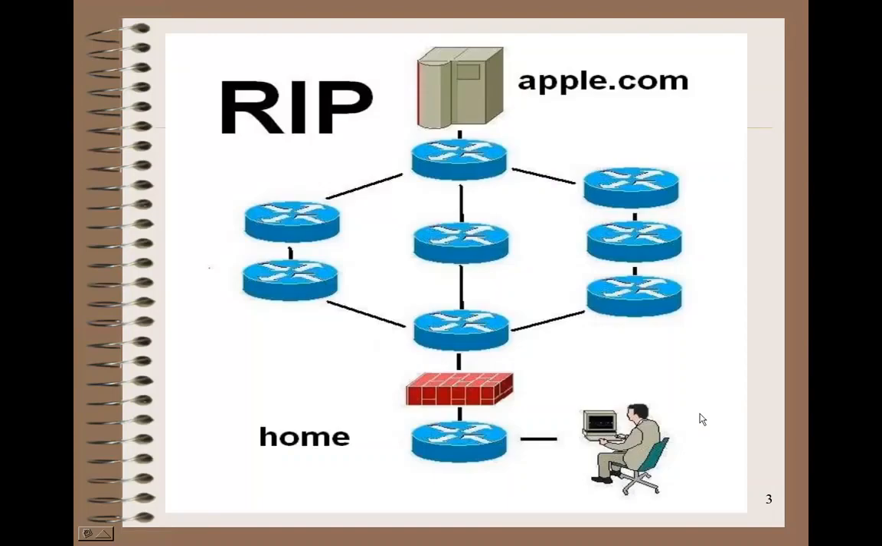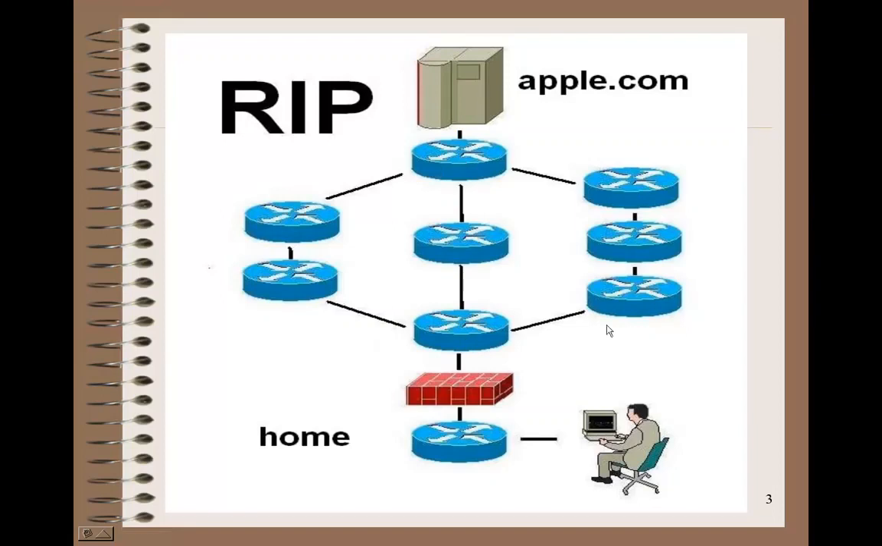Here's a little diagram of a home user having their home router trying to reach apple.com. Now this router right here that you might find at an ISP will have maybe more than one path in order to reach Apple. It could have maybe 3 paths, and within these paths using RIP it would actually count the number of devices that it's going to need to go through in order to reach Apple.